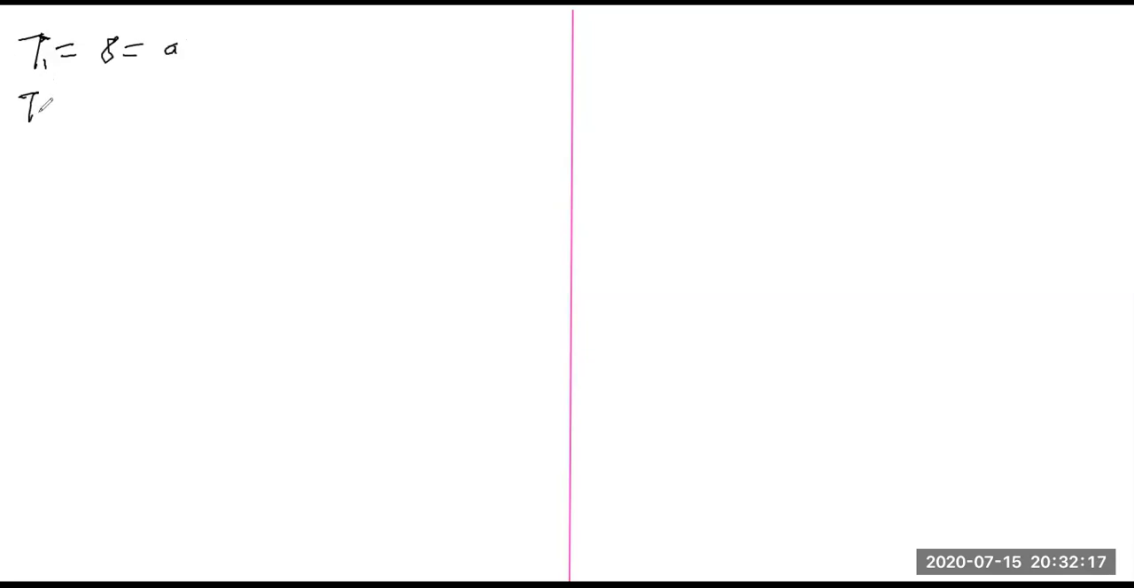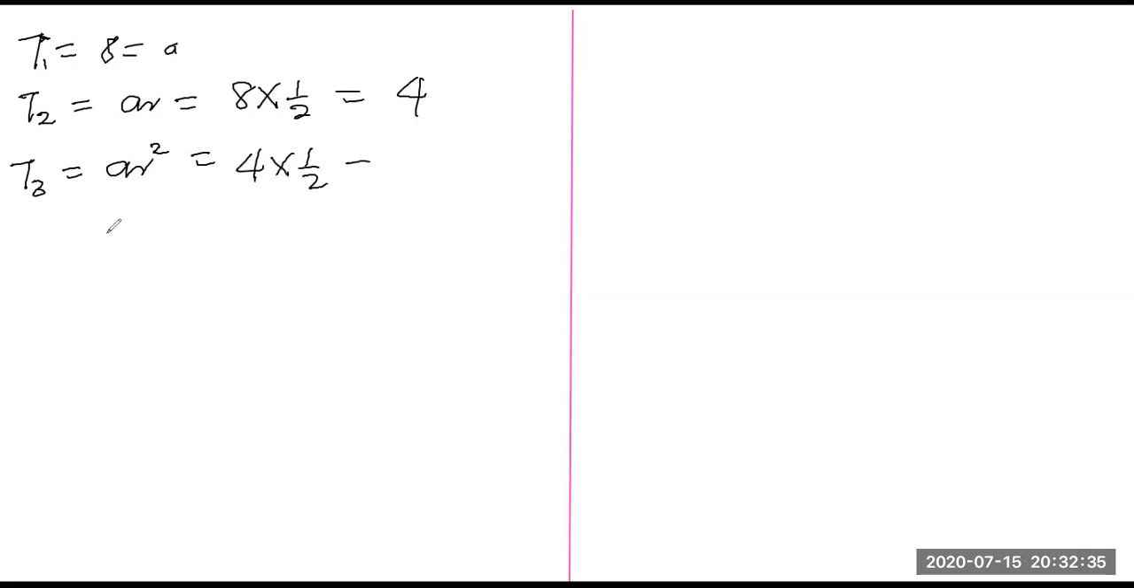Our T2 is equal to AR, which is going to give us 8 times the common ratio 1/2, which will give us 4. Our T3 is equal to AR squared, which will give us 4 multiplied by the common ratio, which will give us 2. So now we have it as 8, 4, 2, and so on and so forth. So that is question A.